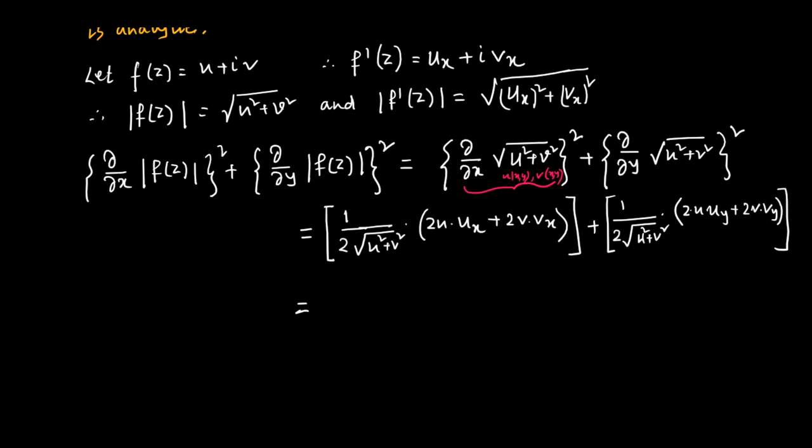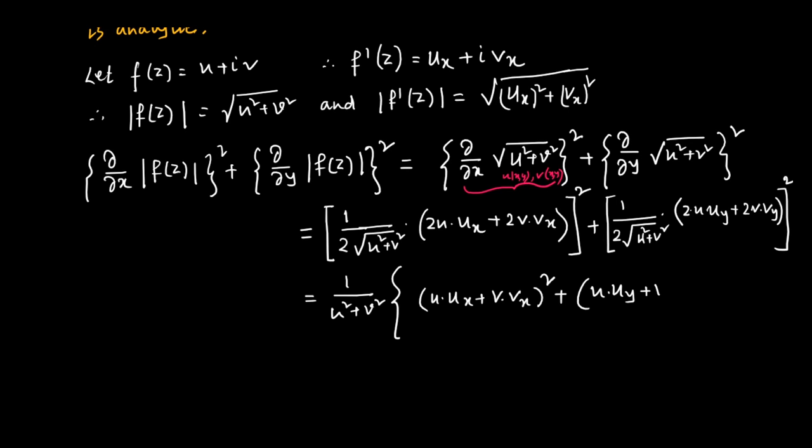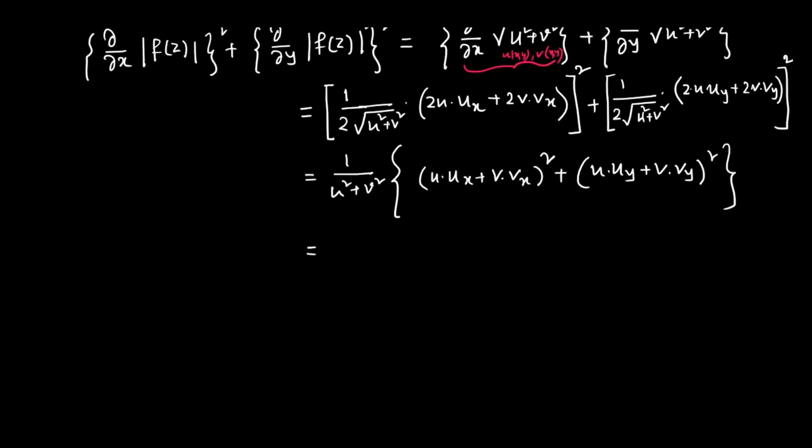So this will be equal to, if we do a bit of calculation, sorry, I missed the whole square. So whole square, this will be equal to, if I take u square plus v square common, this will be u square plus v square. The two will get cancelled from the numerator and denominator in each of the terms. So I will get u into ux plus v into vx whole square plus u into uy plus v into vy whole square. Now if I expand the whole square, what will I get?